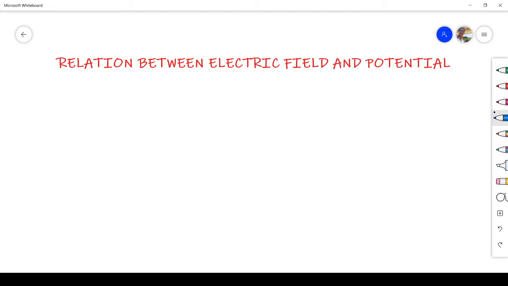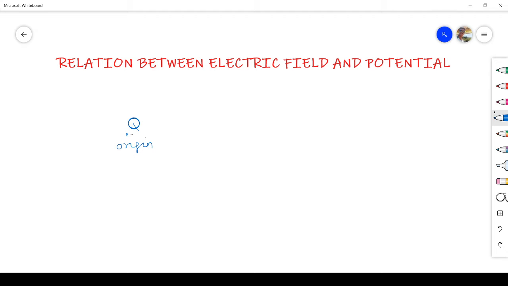Hi students, in this class we see the relationship between electric field and potential. It is a very important 2 mark question, right? Let us assume that we have a positive charge Q, right? So it is kept at some point, the origin. We are keeping this point at origin, right?